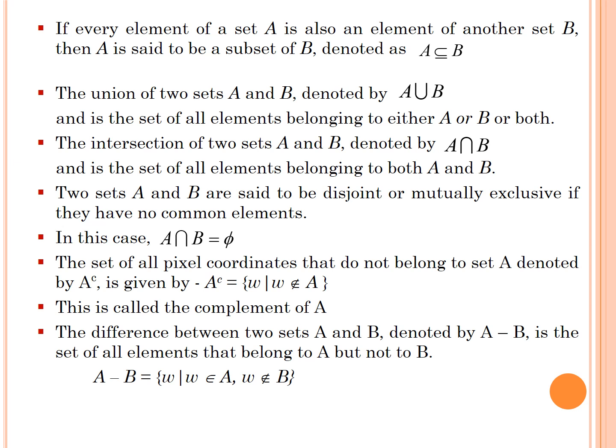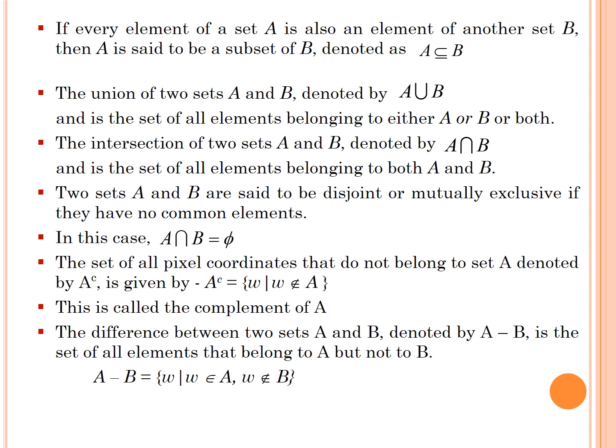If every element of a set A is also an element of another set B, then A is said to be a subset of B, denoted as A is a subset of B. The union of two sets A and B is denoted by A union B and is the set of all elements belonging to either A or B or both. The intersection of two sets A and B is denoted by A intersection B and is the set of all elements belonging to both sets A and B.